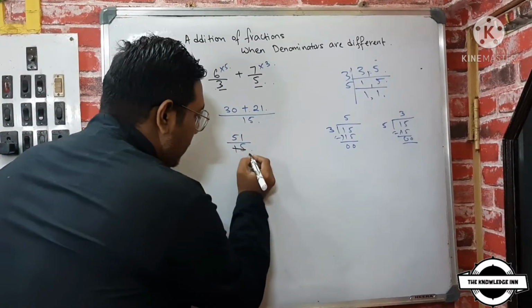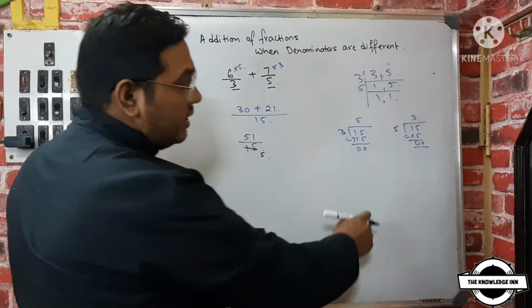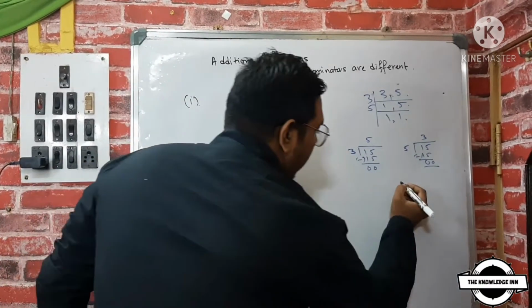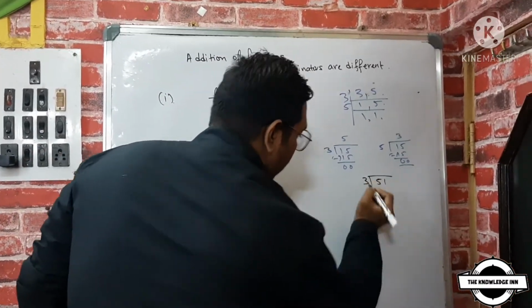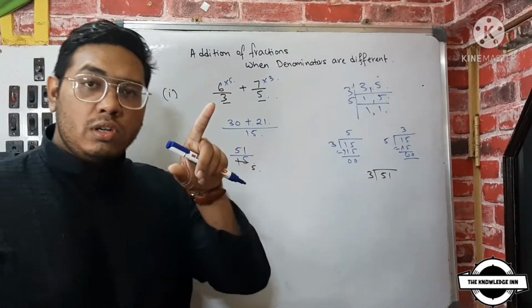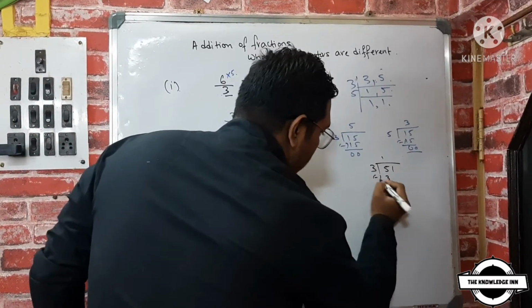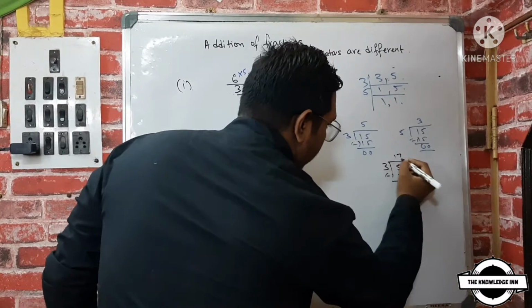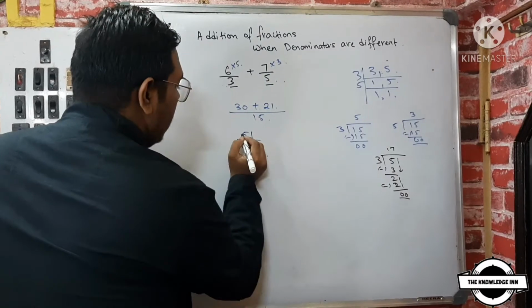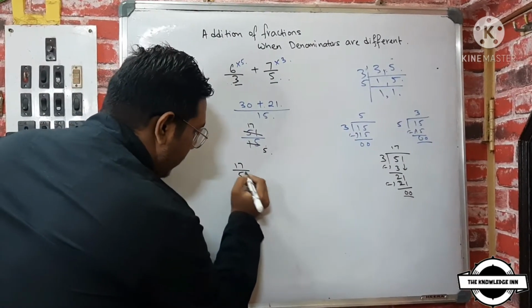3 fives are 15, we already know that. 51. We'll do all these workings in the rough column, neat and tidy. Now 51 will be divided by 3. As I have told you, if you are cutting a denominator by 3, the numerator will also be cut by 3 itself. So we'll do normal division. 3 ones are 3, 2 will bring the 1 down. 3 sevens are 21. So if we cut it, we'll get 17. Now we have 17 by 5.